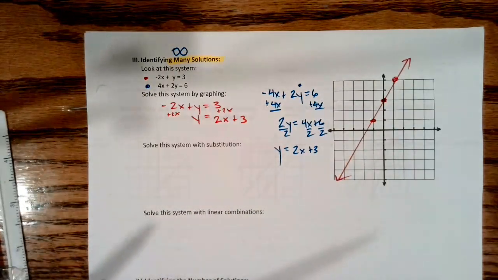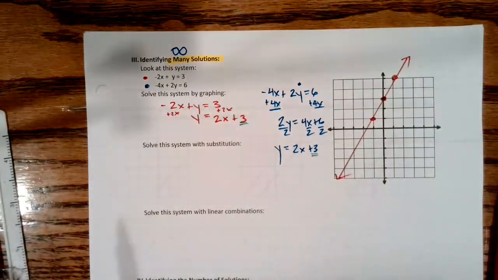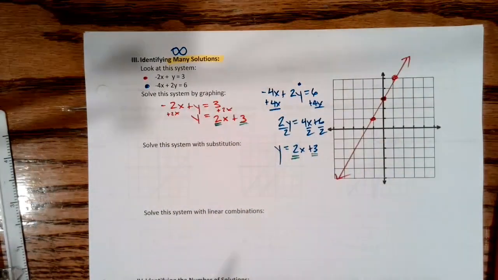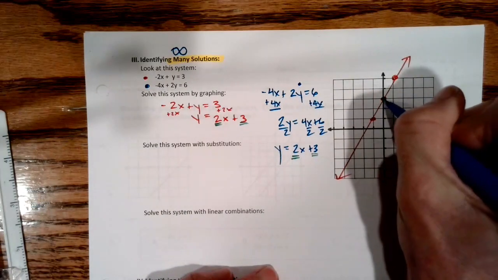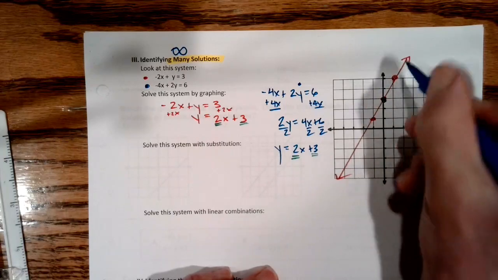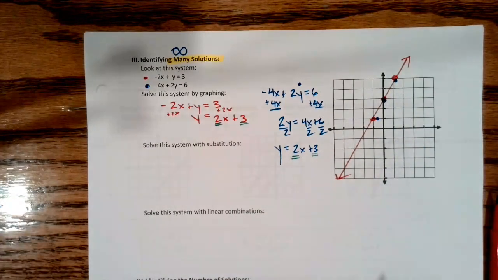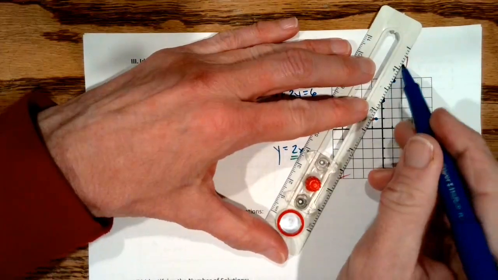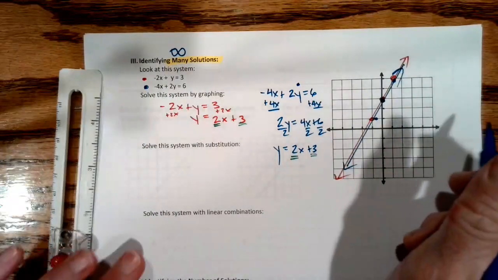Hey, wait a minute. I have the same y-intercept and the same slope, which means when I go to graph this line, intercept of 3, slope of 2, rise 2, run 1, rise 2, run 1, I end up with coincident lines. Lines that are exactly on top of each other.